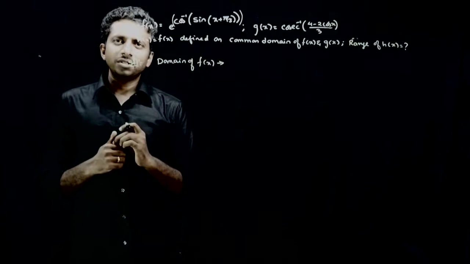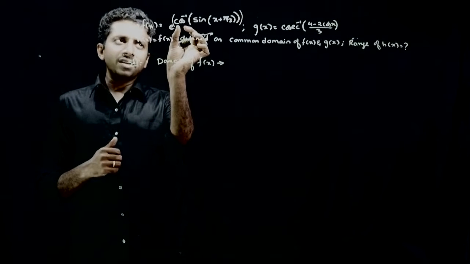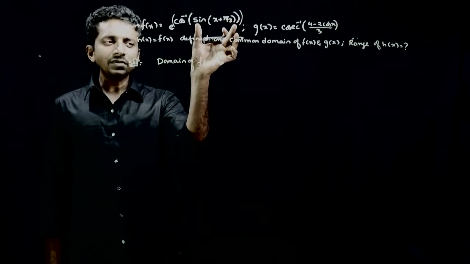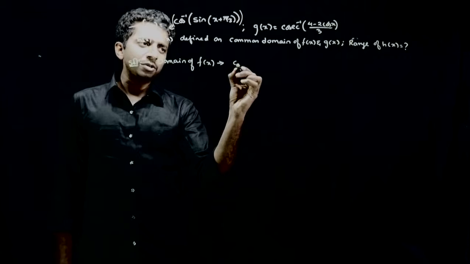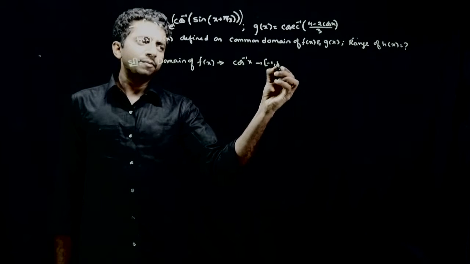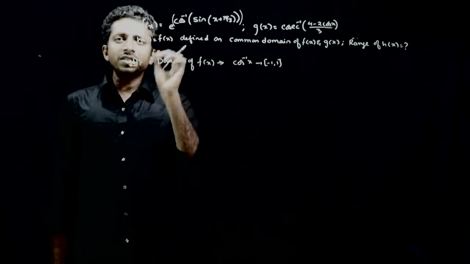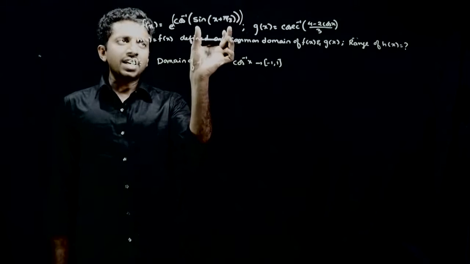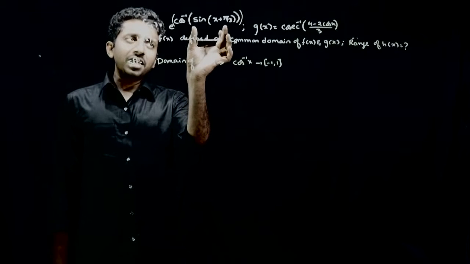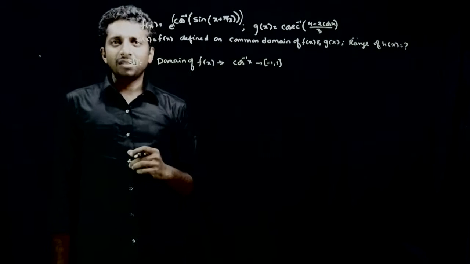Next go to cos inverse. Cos inverse is defined only if this number lies between -1 and +1. सही, क्योंकि cos inverse x का डोमेन जो है वो -1 to 1. So cos inverse के अंदर जो भी नंबर जाएगा that has to be between -1 and +1. But cos inverse के अंदर क्या जा रहे हैं? sin of x plus pi by 3.